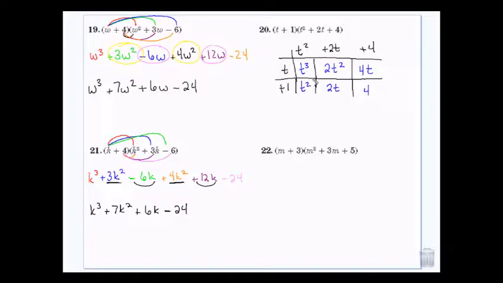You still have like terms on your diagonals. You just happen to have 2 of them now. So I have a t cubed. 1 plus 2 is 3. 2 plus 4 is 6. And then a 4 hanging out by itself.